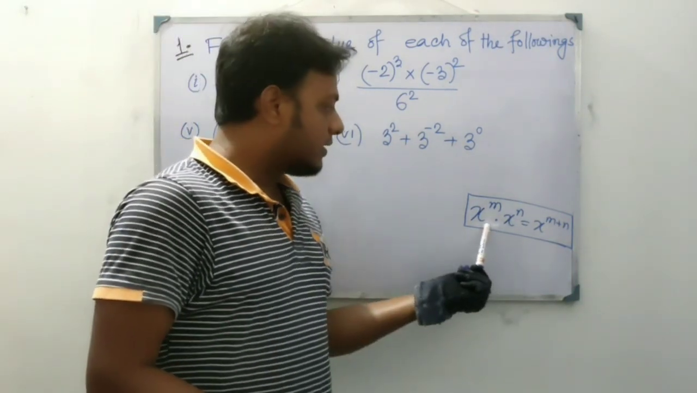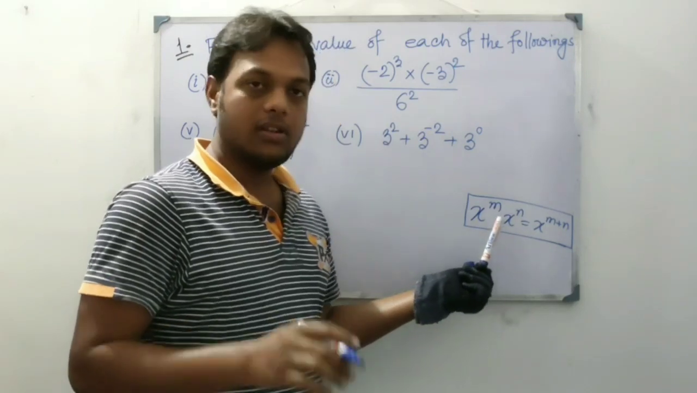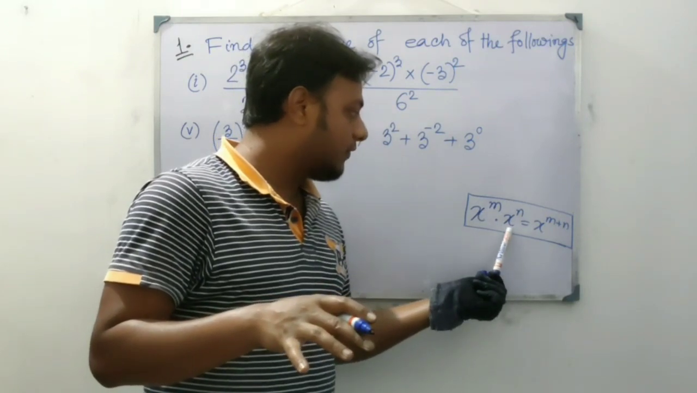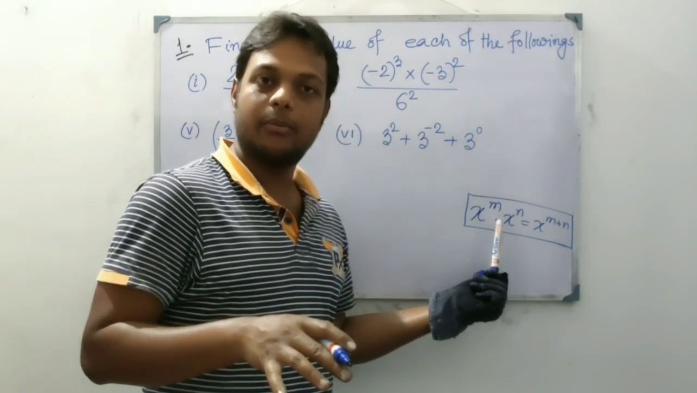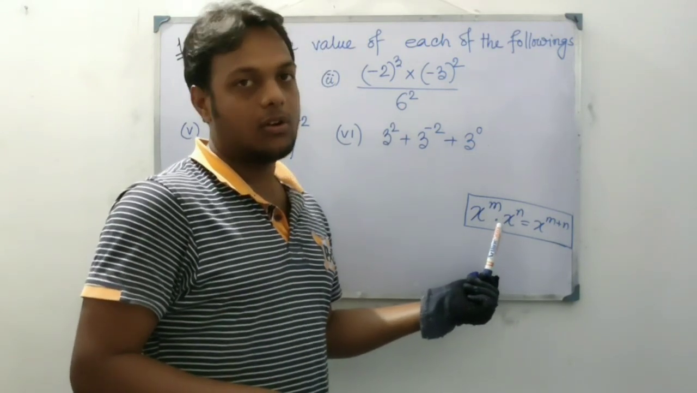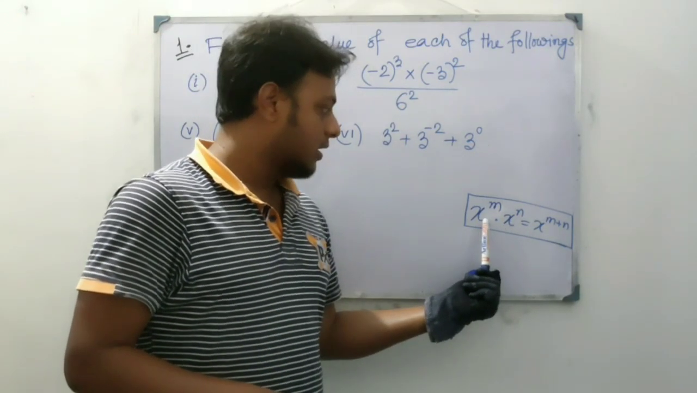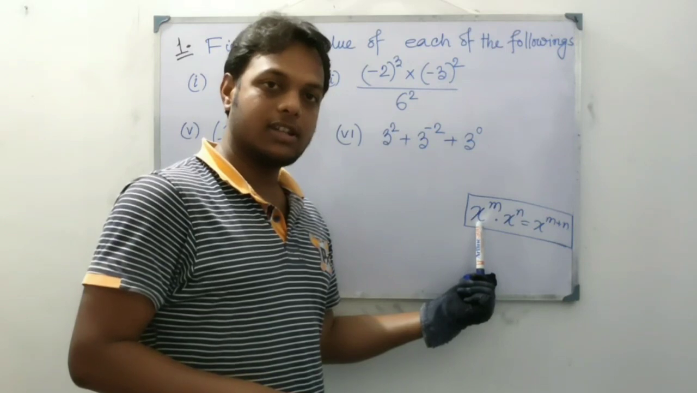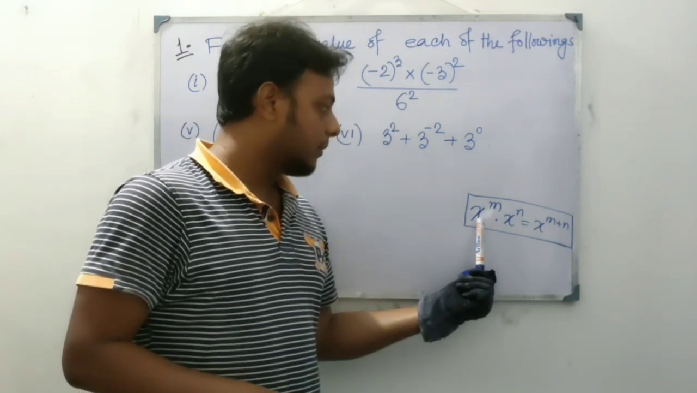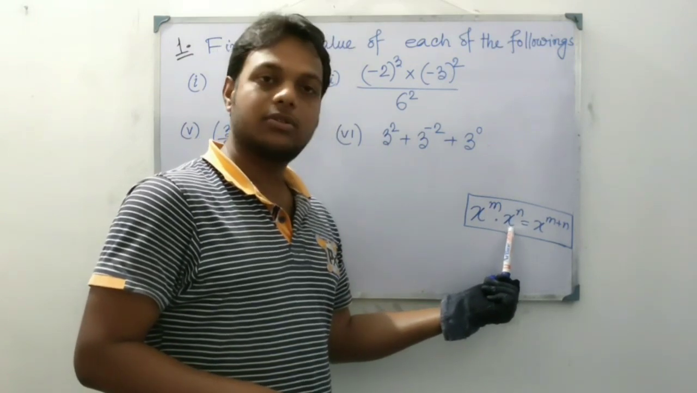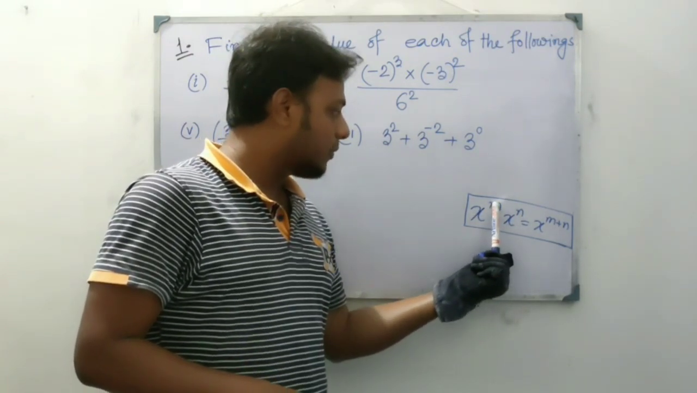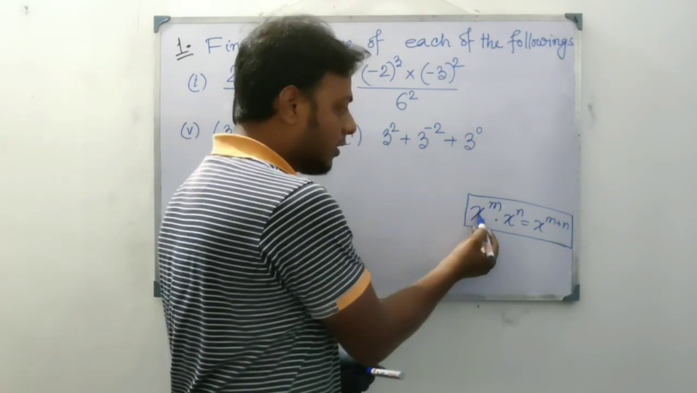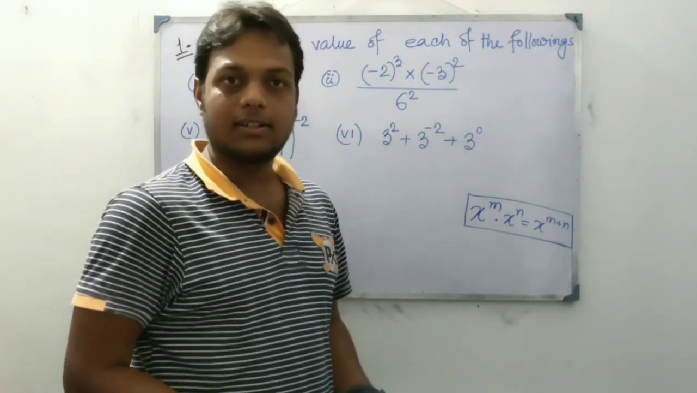In the case of multiplication, you have to keep in mind that we always need each exponent to have the same base. Then you can apply the rule of exponent or rule of indices. See here, x to the power m, x to the power n. For the first exponent the base is x, and for the second one the base is also x. In x to the power m, x is called the base and m is called the power, index or degree.